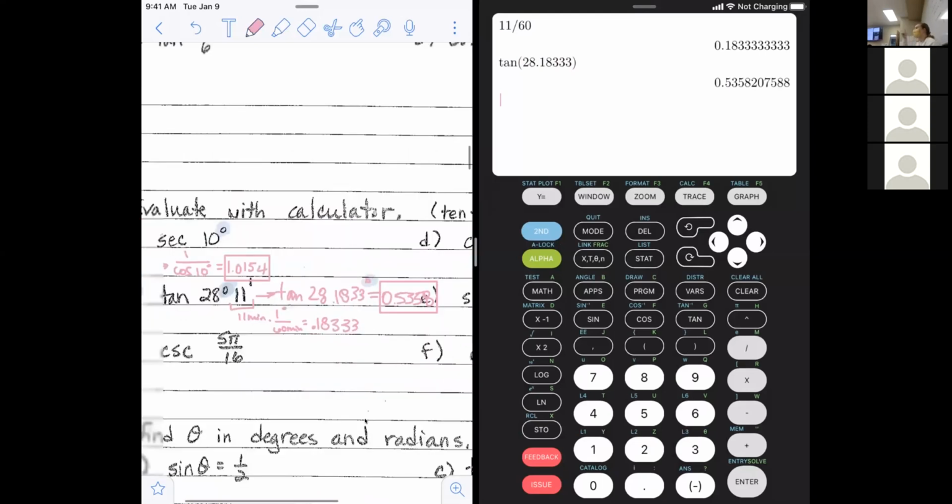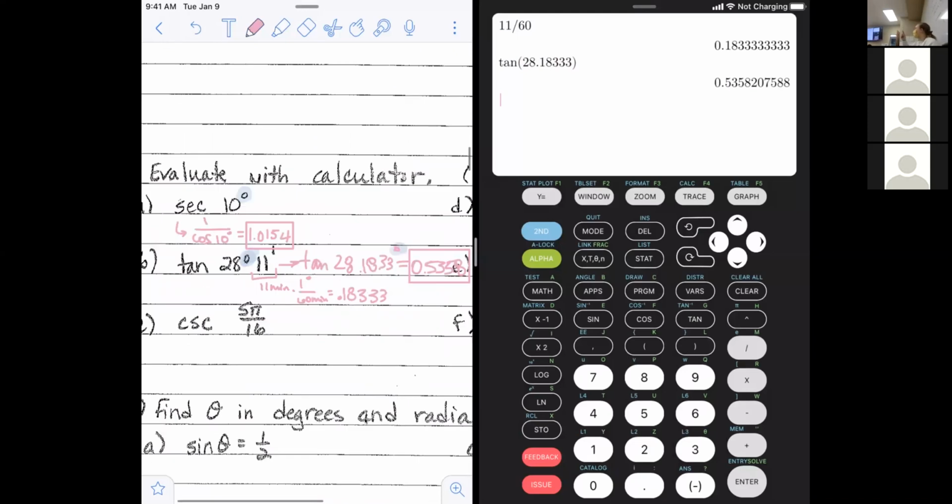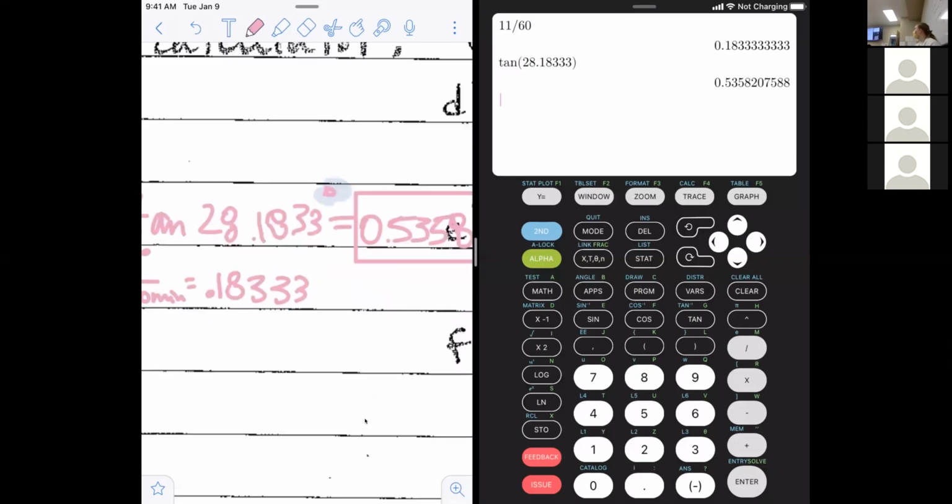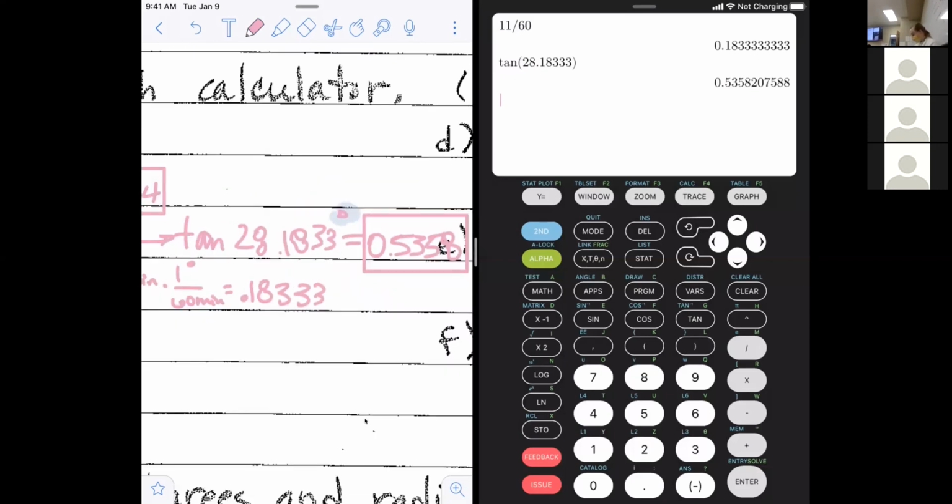Okay, so the work on the first one is I had to remember the reciprocal. The work on the second one is I had to make that minutes into degrees. Now the work on the third one is I have to do the reciprocal and I don't have a degree anymore, so I'm going to have to change my mode. Let's do that first. Let's go to mode and let's go to radians.